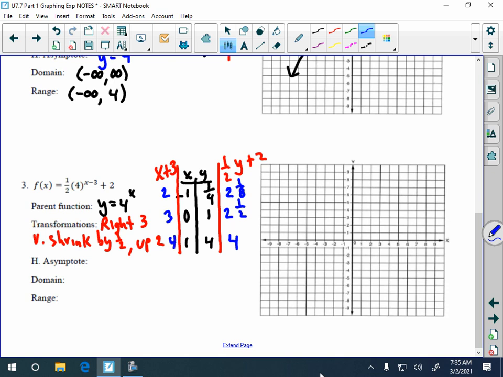So let's plot those points. 2, and then 2 and 1/8. Just above 2. 3, 2.5, it's just a little bit higher. And then 4, 4. Our asymptote is the k value, so it looks like y equals 2. Let's go ahead and plot that. Y equals 2. So this again is our boundary line that the graph doesn't cross. And let's go ahead and connect our dots with our graph.